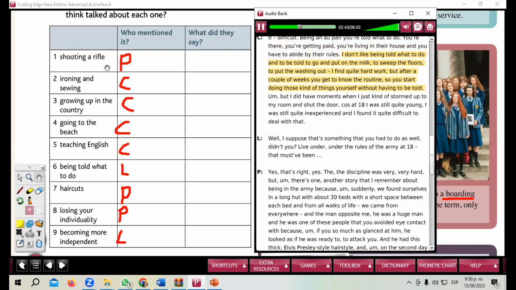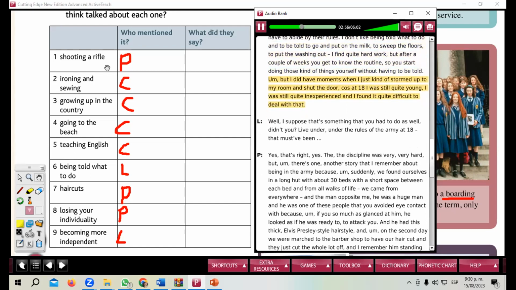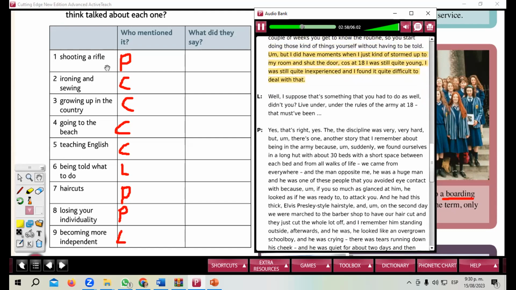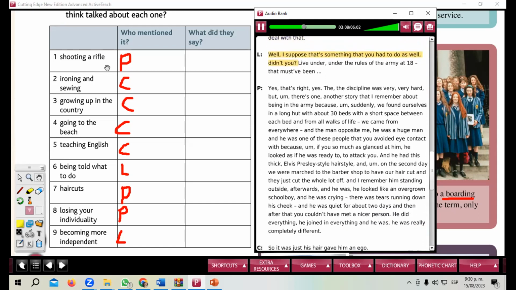I don't like being told what to do, and to be told to go and put on the milk, to sweep the floor, to put the washing out, I find quite hard work. But after a couple of weeks, you get to know the routine, so you start doing those kind of things yourself without having to be told. But I just have moments when I just storm up to my room and shut the door, because at 18 I was still quite young, I was still quite inexperienced, and I found it quite difficult to deal with that.